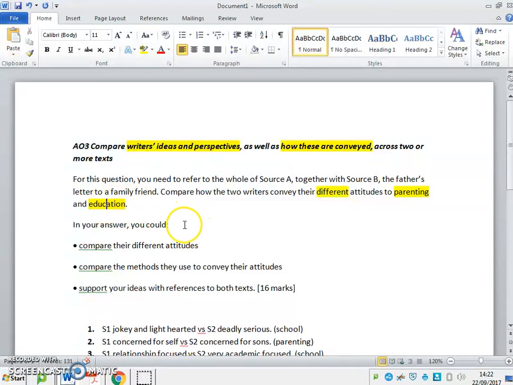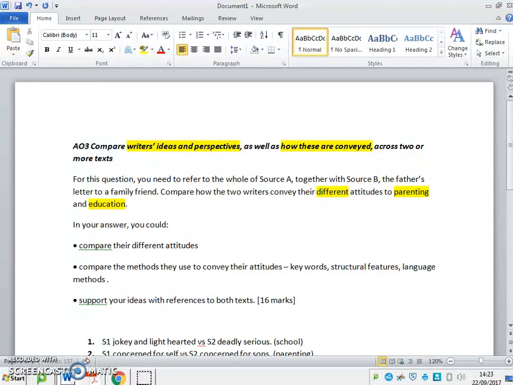In your answer, you could. Now here it says could, but you should do this. Compare their different attitudes. You must use comparison words. So if you have an idea about one thing, you have to have an idea about the other thing. Compare the methods they use to convey their attitudes. What this means is keywords, structural features, language methods.